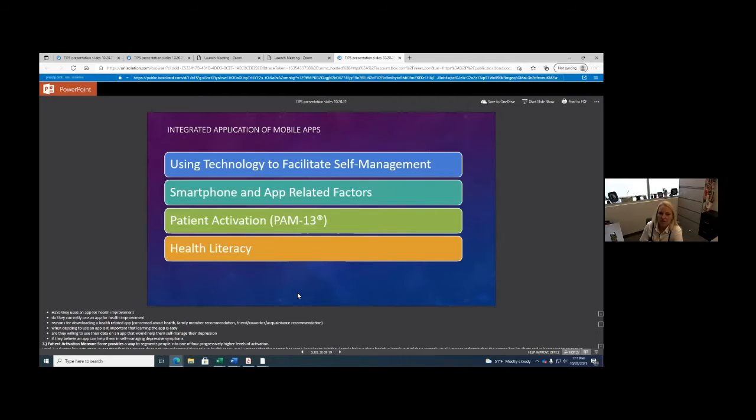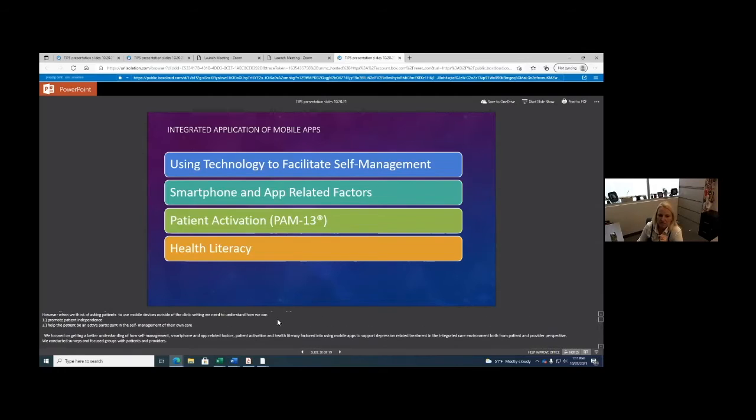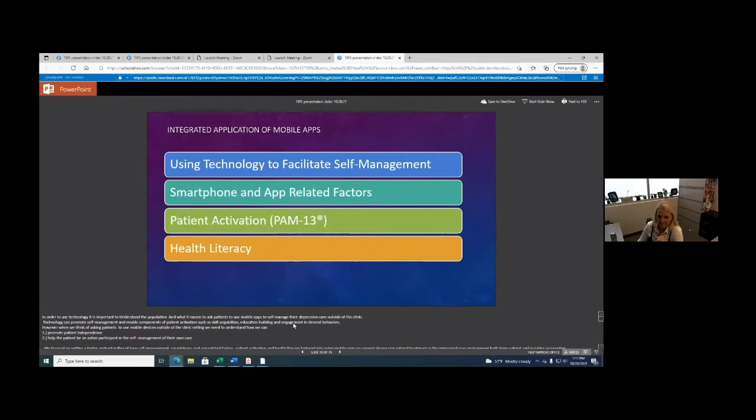In order to do this, we needed to understand the facets of that population. When we're asking patients to use mobile apps, we're asking them to self-manage their mental health conditions. We've started with depression, and we're now working with some trauma-related apps, but we know that technology can promote our patients' abilities to self-manage, and can enable things like patient activation.